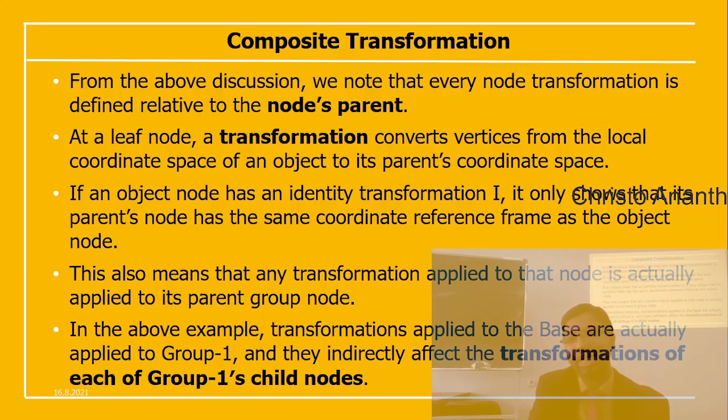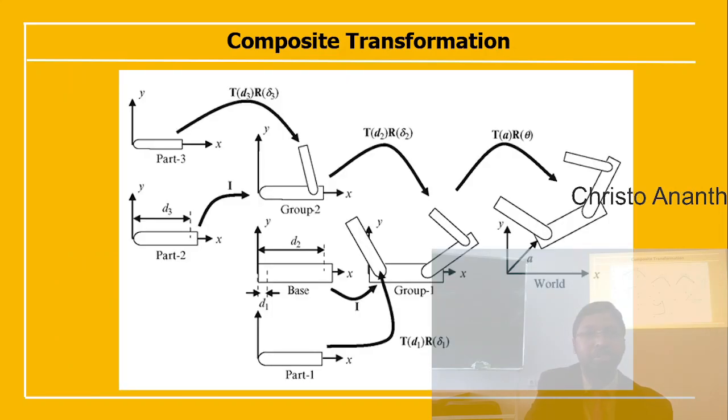So any transformation applied to that node is actually applied to the parent node. The transformations applied to the base are actually applied to group 1, and they indirectly affect the transformation of each of group 1's child nodes as well. We'll have part 3, which is transformed by T(d3) R(σ3) to group 2. That is being applied to group 2 as well. Then T(d2) R(σ2) applies to group 1. We'll have the base, part 1, group 1, everything. That is transformed by T(A) R(θ), so this is to the whole world.